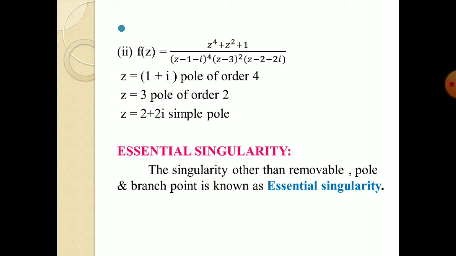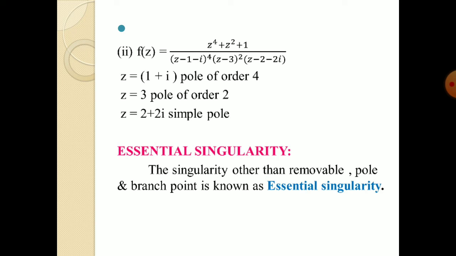Like that, in the second factor, the z0 value is 3. So z equal 3 is a pole of order 2 because here n is 2. And the third one is z minus 2 minus 2i. Here the z0 value is 2 plus 2i, and the power n value is 1. So z equal 2 plus 2i is a pole of order 1. So we can say that it is a simple pole.